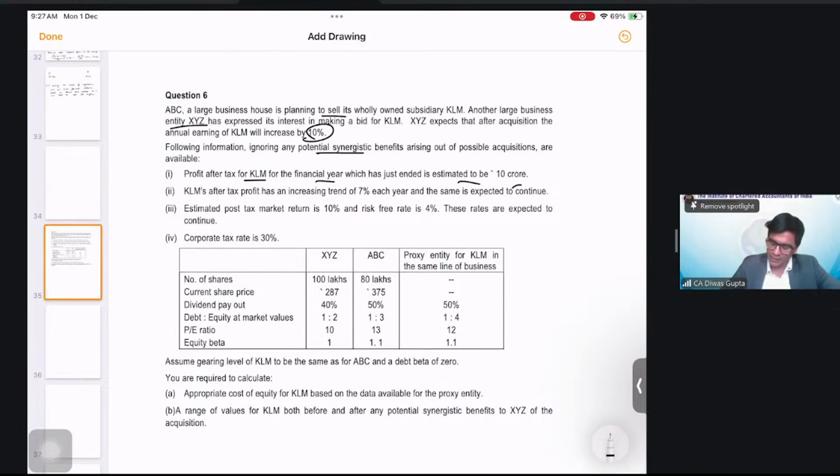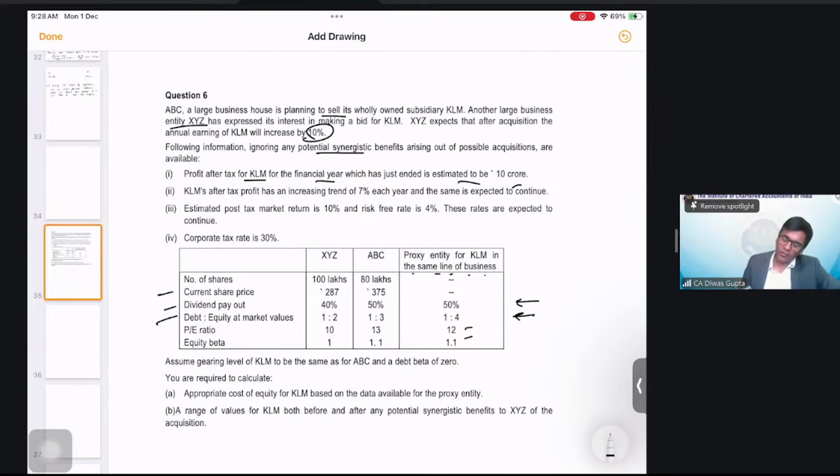Corporate tax is 30%. Now, number of shares for XYZ and ABC they have given us. And they're saying that the proxy entity for KLM is in the same line of business. Proxy means a similar entity. Current share price they have given, dividend payout they have given, debt equity at the market. So they're saying that the entities which are doing business just like KLM have a debt equity ratio of 1:4, P/E ratio of 12, equity beta of 1.1. And similarly for XYZ and ABC, they have also given.